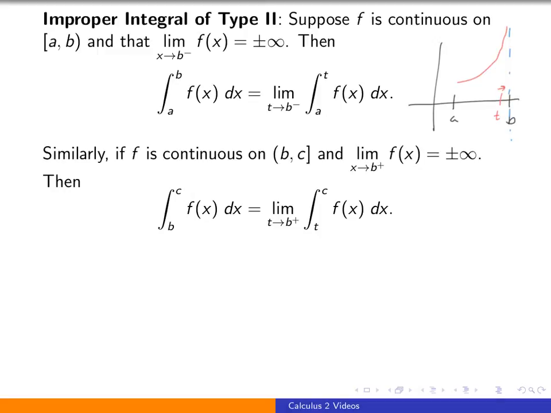Procedurally, the idea is the same as improper integrals of the first type. They can just be a bit more subtle to recognize. Once you've rewritten, you evaluate the definite integral and then take its limit. Let's evaluate a few examples.